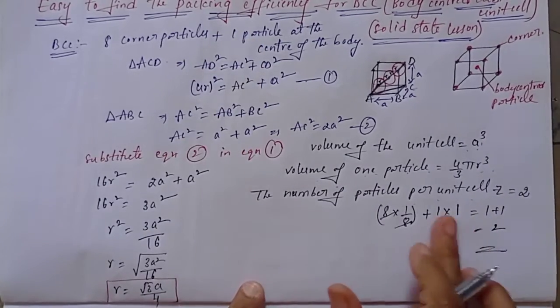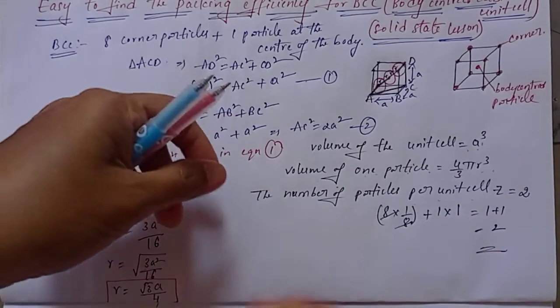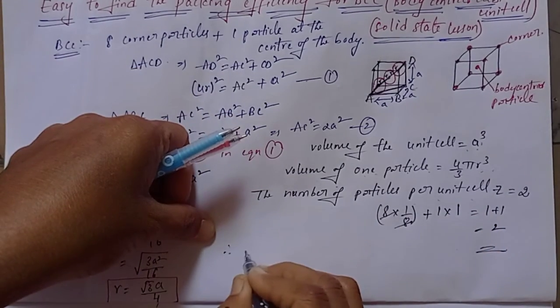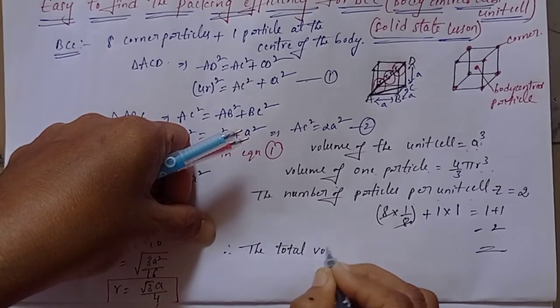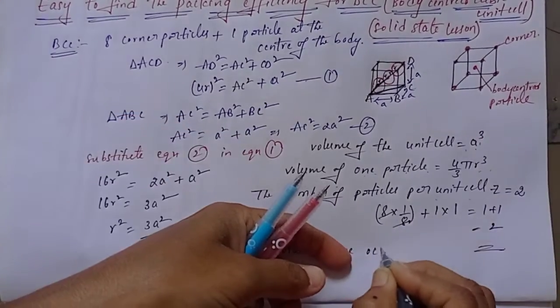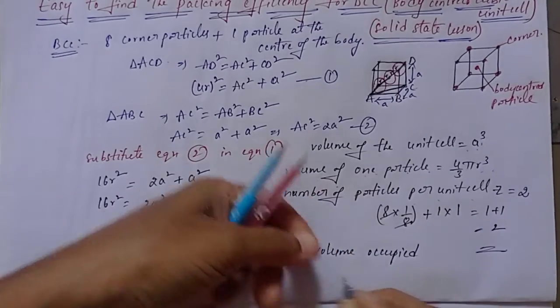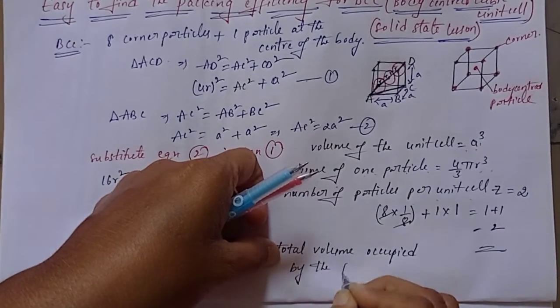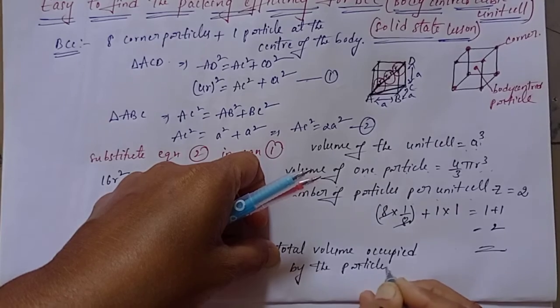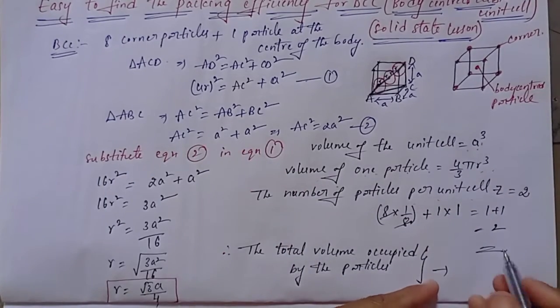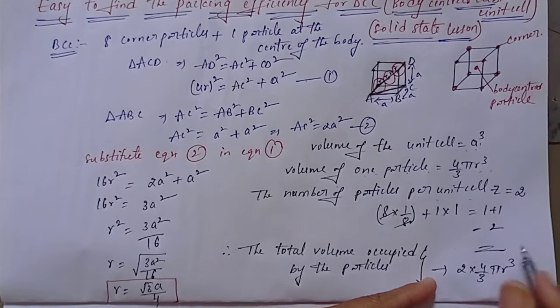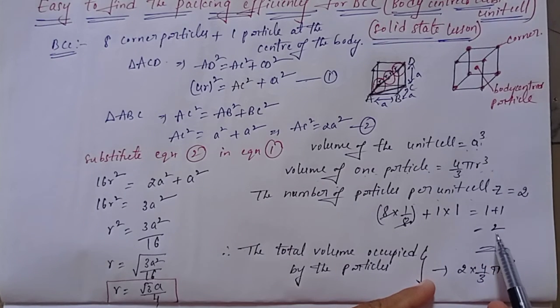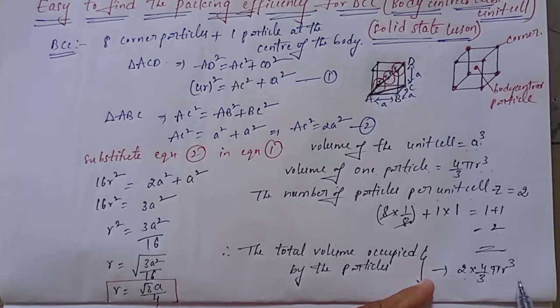The number of particles per unit cell. Then the total volume occupied by the particles. How much, students? Volume occupied by the particles is 2 into 4/3 pi r cube, because how many particles are there per unit cell in BCC? 2 particles, so 2 into 4/3 pi r cube.